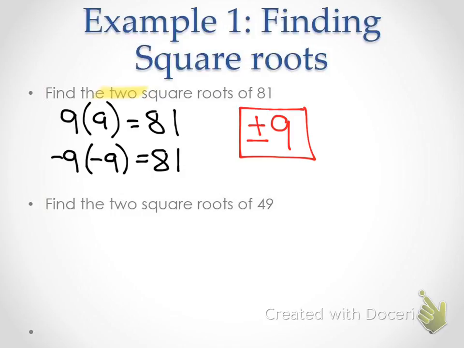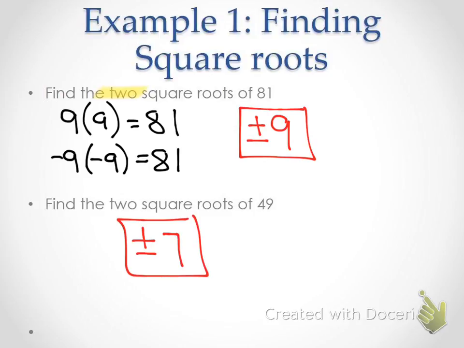So now I want you to do the second one. Find the 2 square roots of 49. Right? What is it, guys? 7. It's positive and negative 7. So if all you say is 7, it's wrong. No credit. Because it's not just 7. It's positive and negative 7.